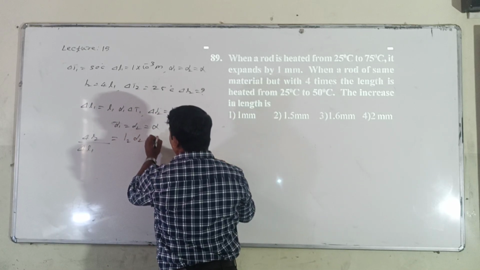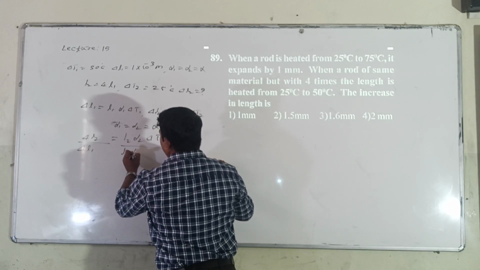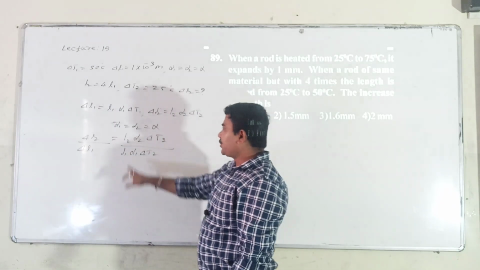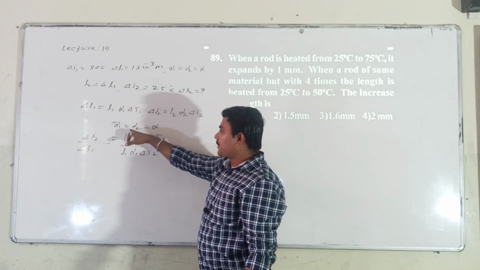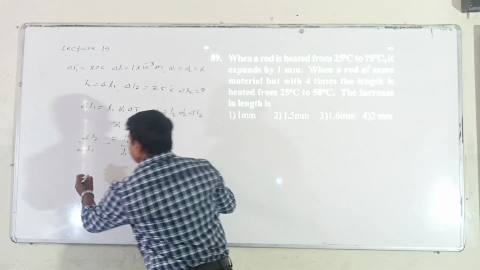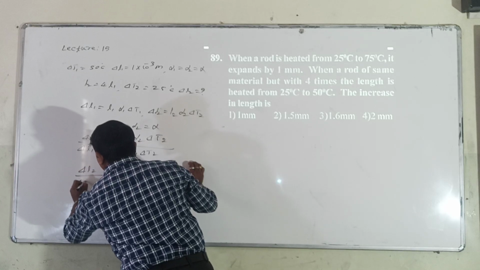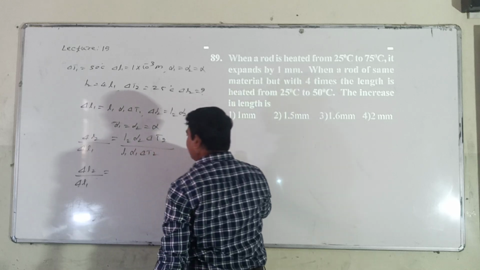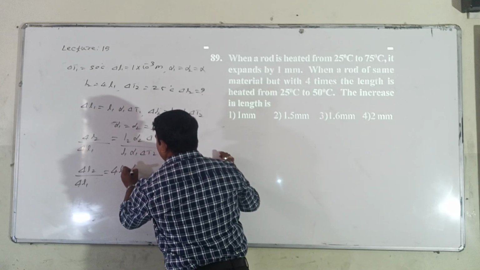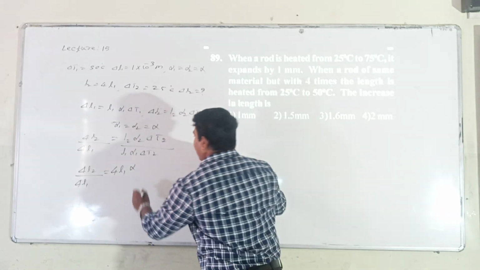L2 alpha 2 delta T2 whole divided by L1 alpha 1 delta T2, right? Put the condition alpha 1 is equal to alpha 2 is equal to alpha and L2 is equal to 4L1. Just simplify it. Del L2 divided by del L1 is equal to alpha times 4 times L1. Alpha keep it the same because alpha 1 is equal to alpha 2 is equal to alpha.